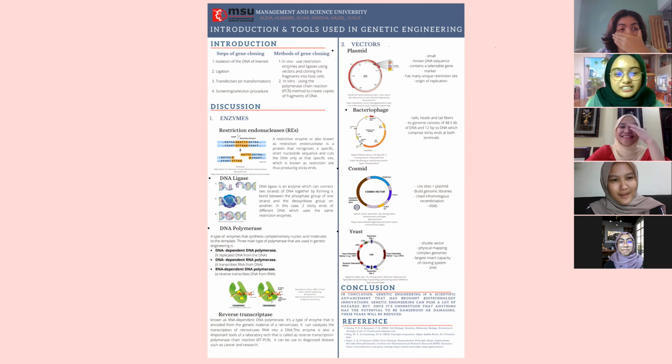Okay, the first step is isolation of DNA of interest. Next is ligation. Third is transfection, or also known as transformation. And fourth is screening and selection procedure. Okay, so we're going to take a look at the diagram of this. So next slide, Hasril.